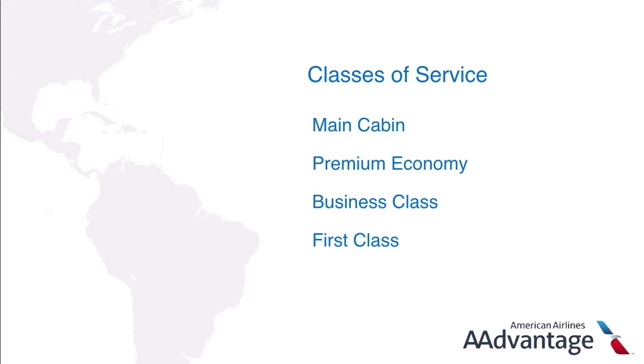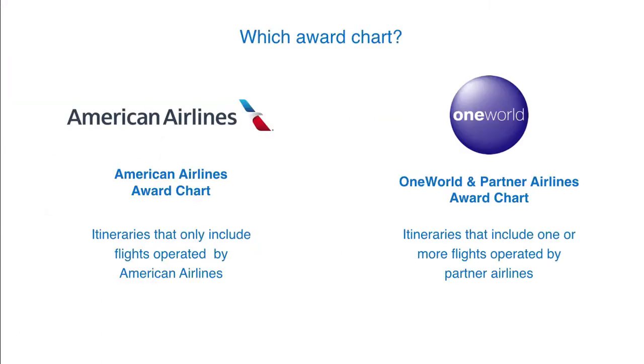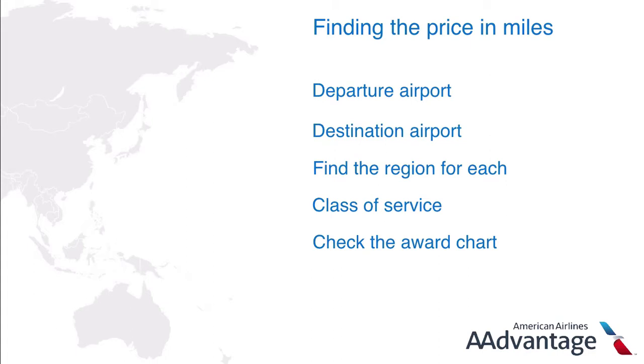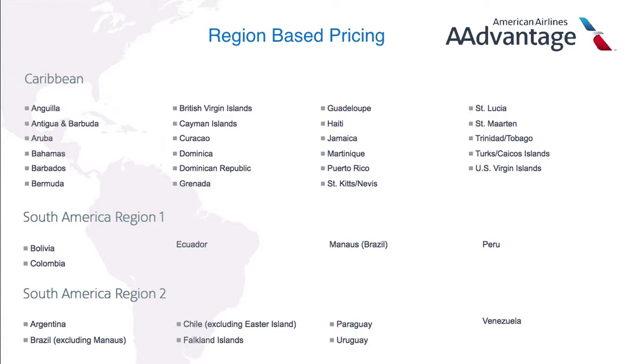The next factor is which airline operates your flights. American has two different lists of prices, also known as award charts. The first is for itineraries that include only flights operated by American Airlines. For itineraries that include one or more flights operated by another airline, you'll need to use the One World and Partner award chart. So, to review the steps, to find the price, you'll need to take your departure and your destination airport, find the region for each, and then look up the price on the award chart for your desired class of service.